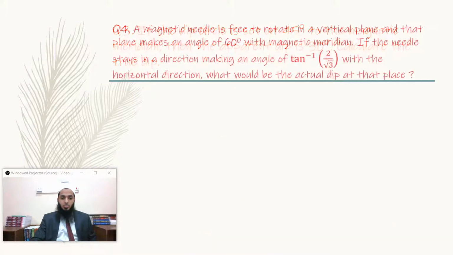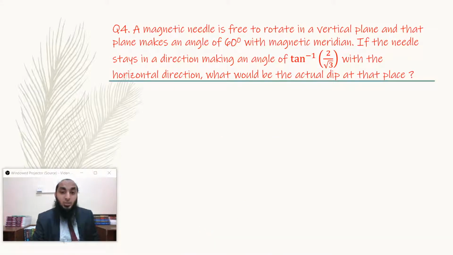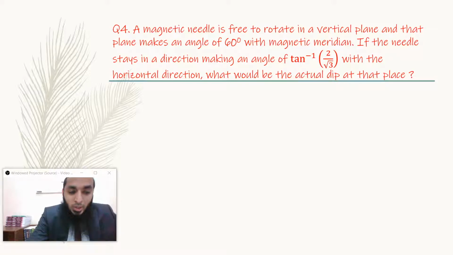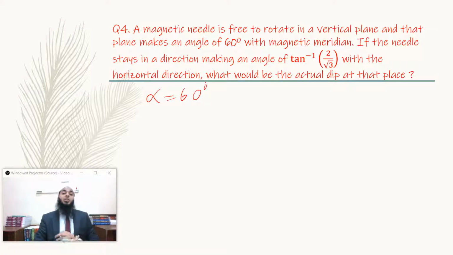Question number 4. A magnetic needle is free to rotate in a vertical plane, and that plane makes an angle of 60 degree with magnetic meridian. Again, without completing the question, let's write the data. This angle is nothing but alpha, which we have seen in the previous question also. So alpha is equal to 60 degree. If the needle stays in a direction making an angle of tan inverse 2 divided by root 3 with the horizontal, what would be the actual dip at that place?